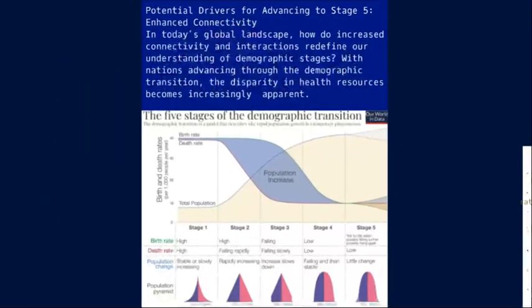The last thing is potential drivers for advancing to Stage 5, enhanced connectivity. In today's global landscape, how do increased connectivity and interactions redefine our understanding of demographic stages? With nations advancing through the demographic transition, the disparity in health resources becomes increasingly apparent.